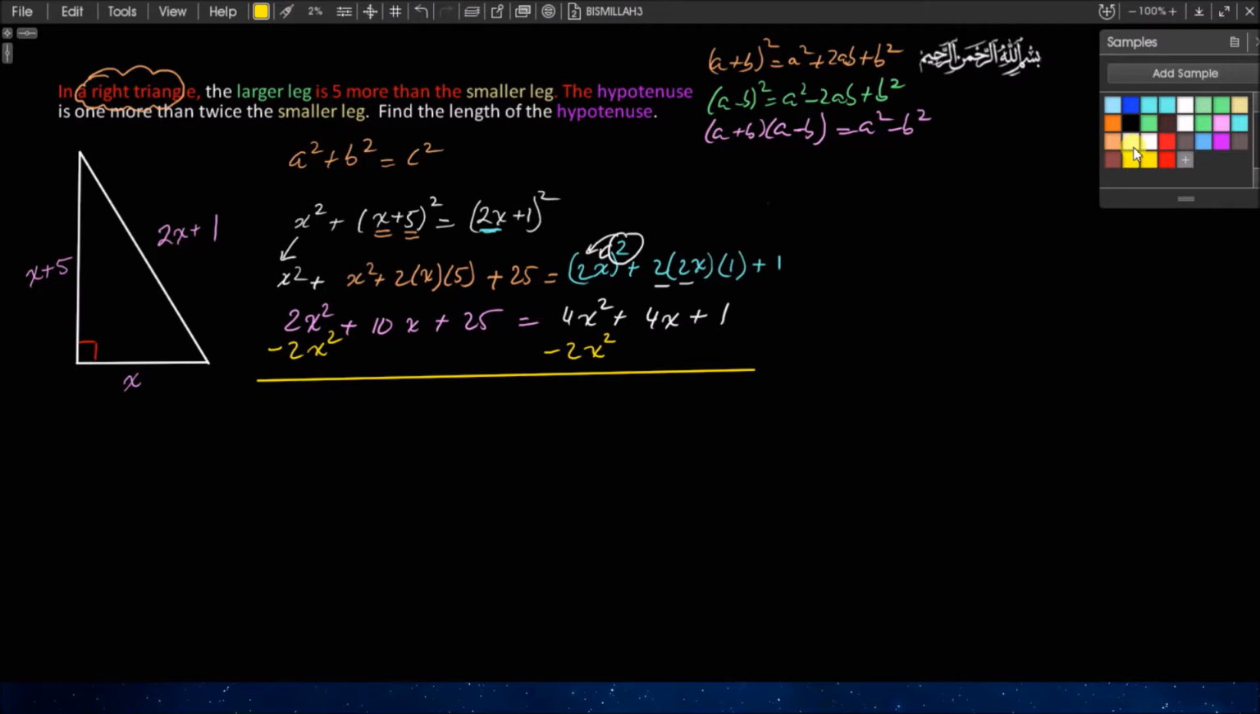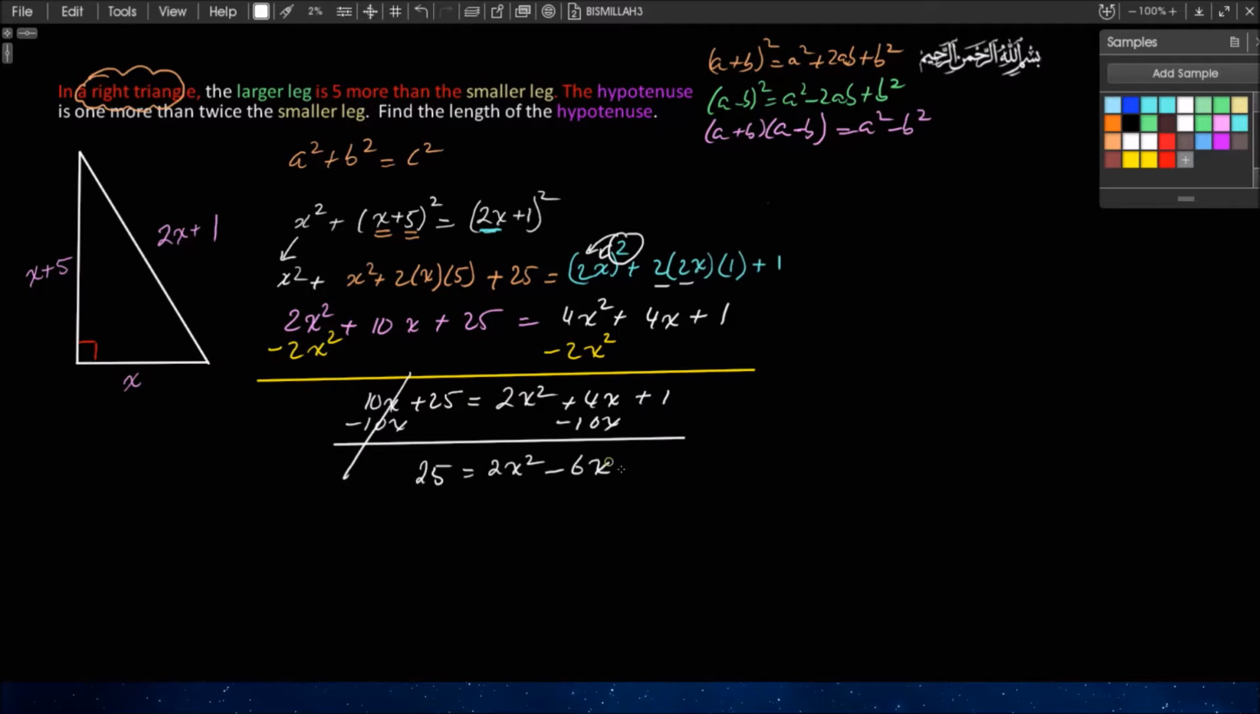Okay. Then I get 10x plus 25 equals 2x squared plus 4x plus 1. Alright, then I gotta get everything else on the other side. So minus 10x, minus 10x. Okay, let's get everything on this side. So now I have 25 equals 2x squared minus 6x plus 1.